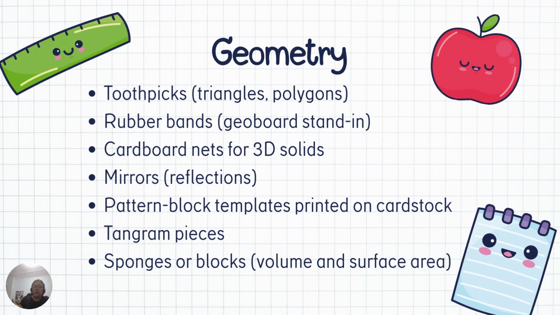In geometry, many low-cost materials can bring shape and space to life. Toothpicks allow students to build triangles and polygons. Rubber bands can serve as a simple substitute for a geoboard. Cardboard nets help students explore 3D solids, surface area, and volume. Mirrors make reflections and symmetry more concrete. Printable pattern blocks, templates, and tangram pieces support work with angles, congruence, and composition of shapes. Even sponges or small blocks can be used for modeling volume and surface area. These hands-on materials make geometry reasoning tangible.